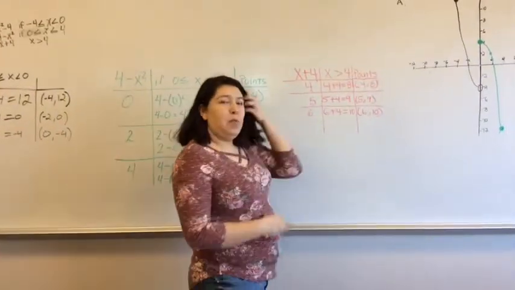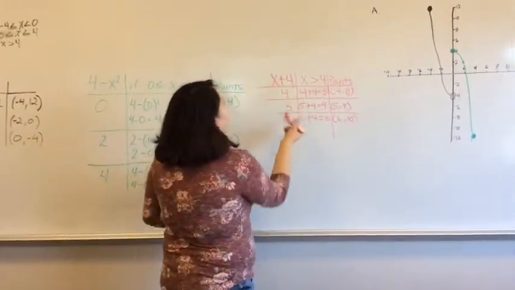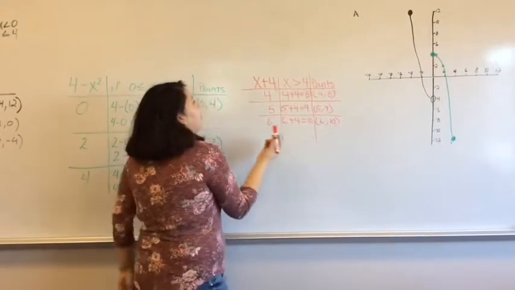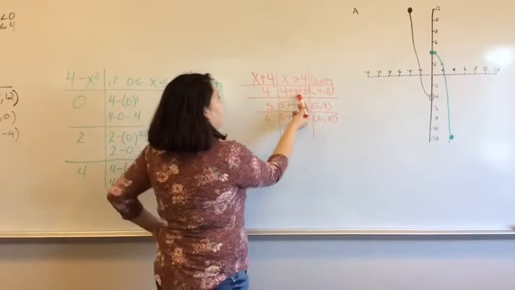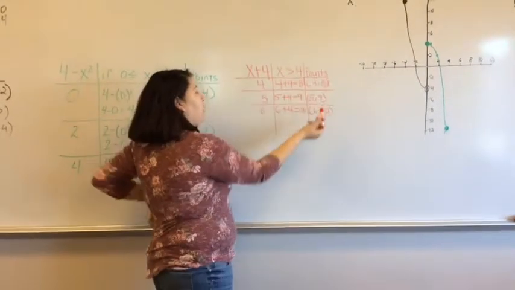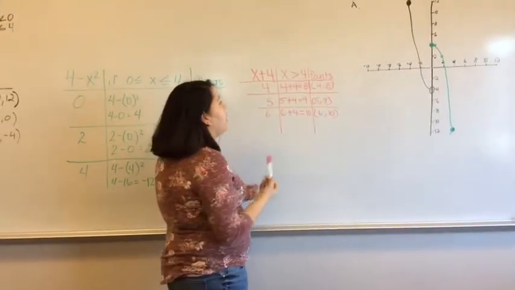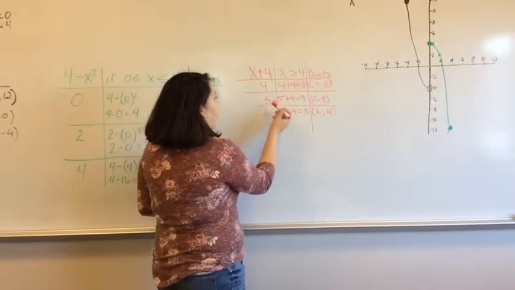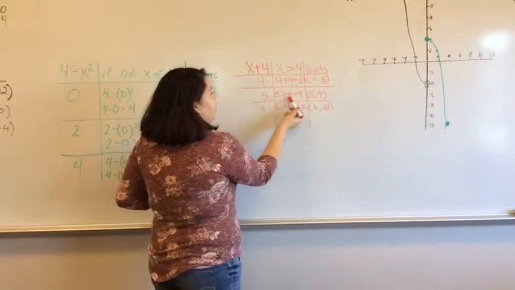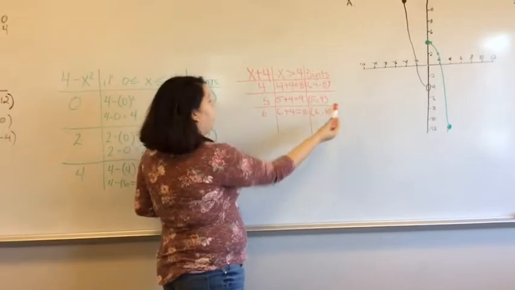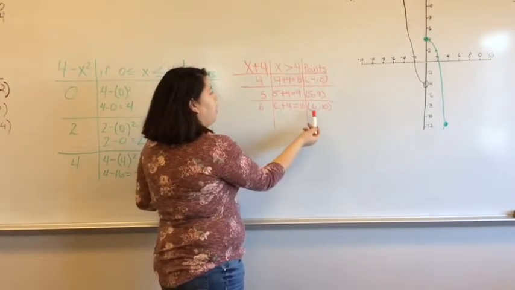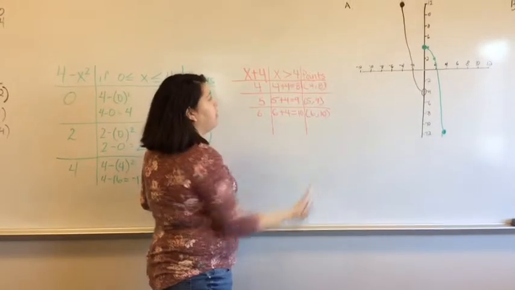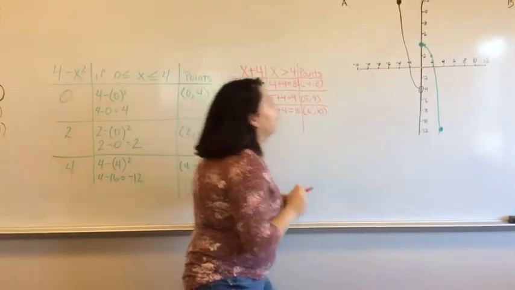Okay, so for my problem, I have x plus 4 if x is greater than 4. So for the first point, I put 4, so 4 plus 4 equals 8, so the point would be (4, 8). And for the second point, I put 5, so 5 plus 4 equals 9, so the point would be (5, 9). And then for the third one, I did 6, so 6 plus 4 equals 10. So our third point is (6, 10).